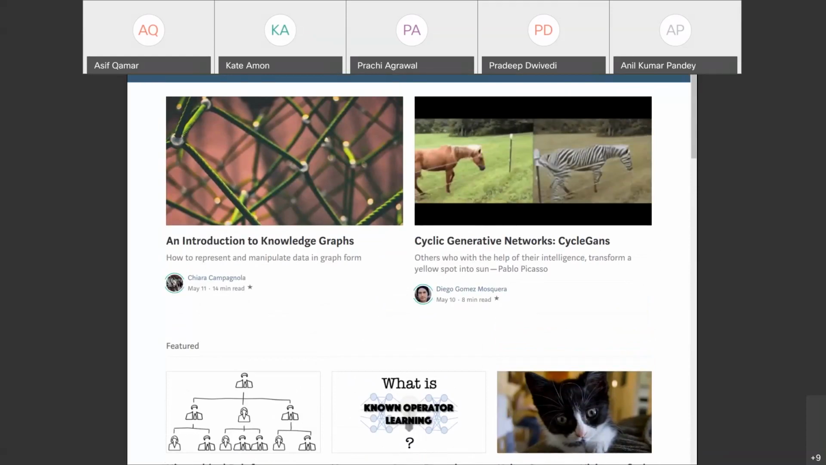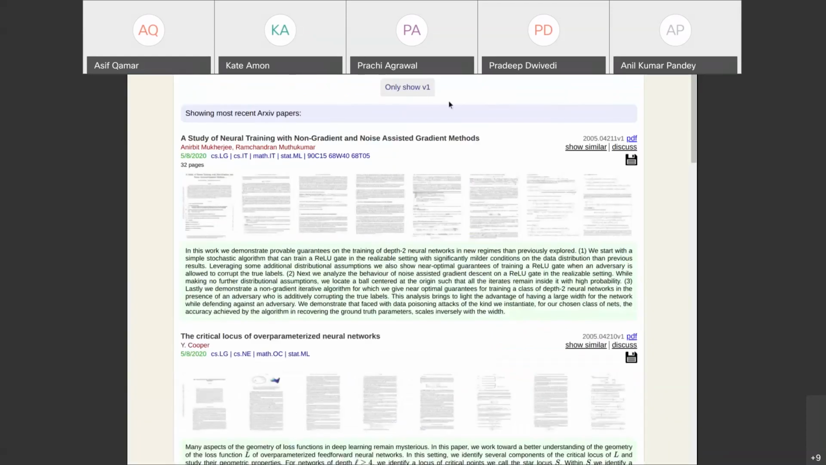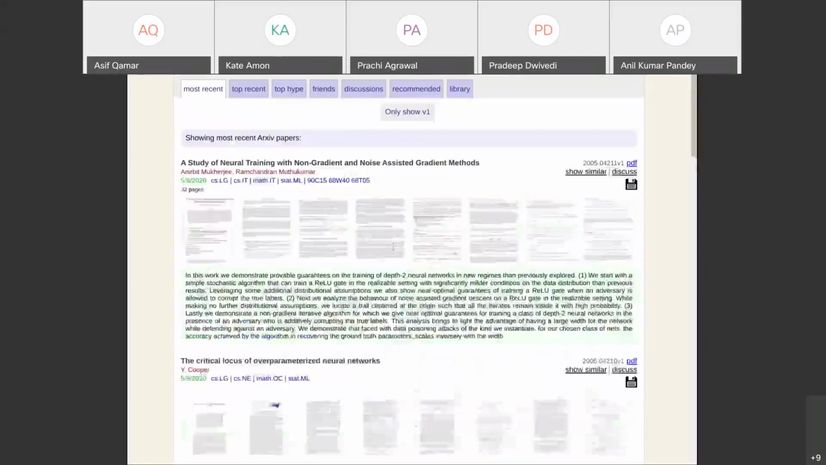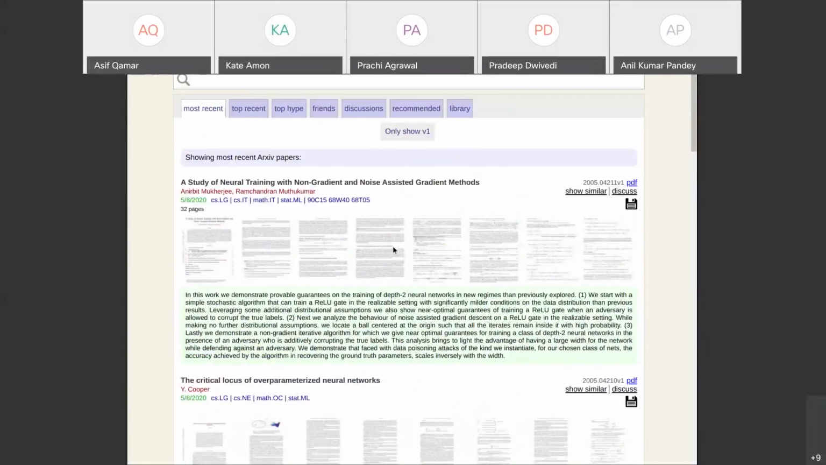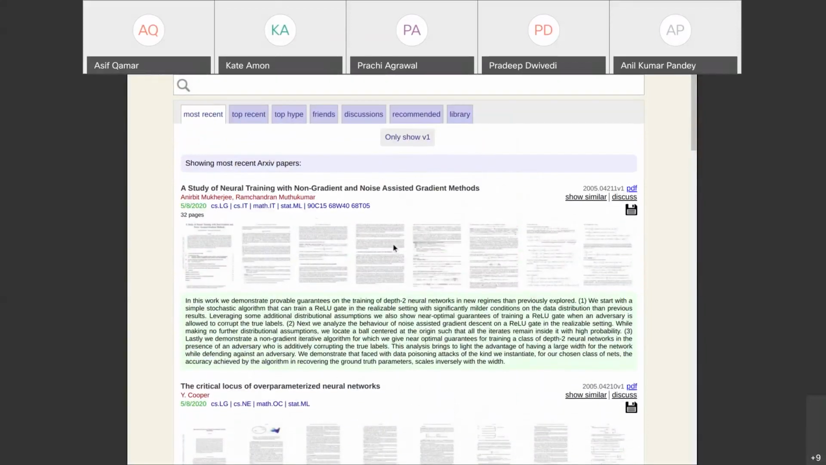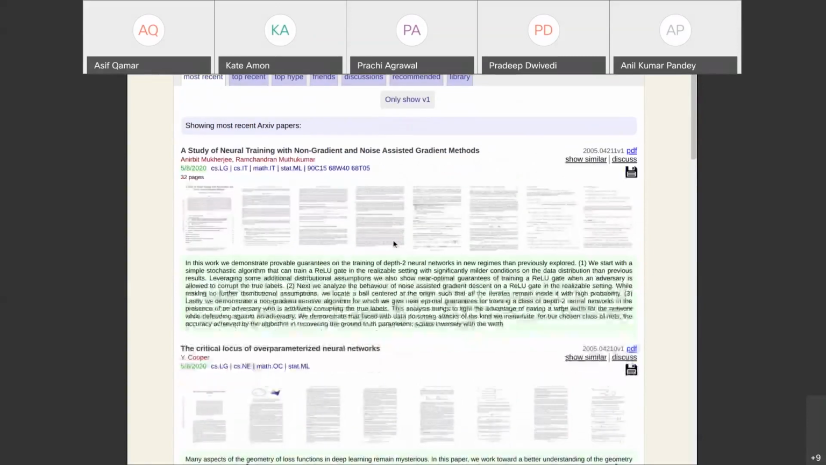Then if you go to Archive Sanity, it's slightly different. This is where I go every day to see what is the latest research. Actually, I don't go here every day. I take that back. I go here once a week, usually over the weekend. As a basic practice, every week I try to read 2 to 3 research articles end to end.